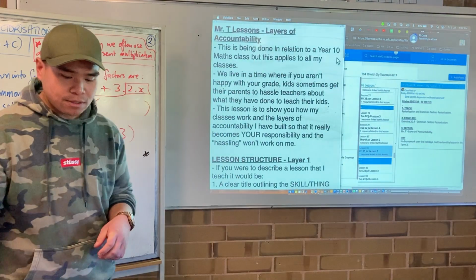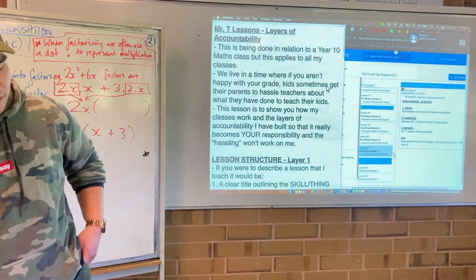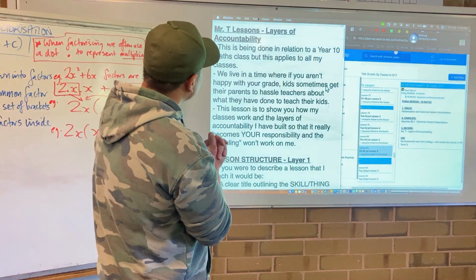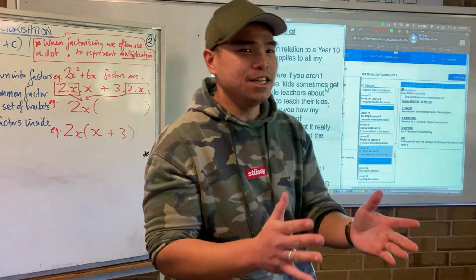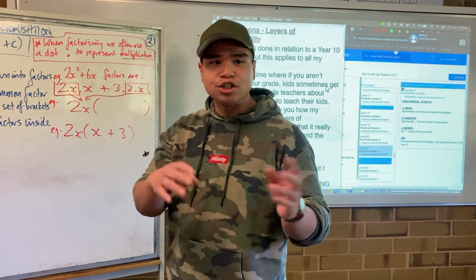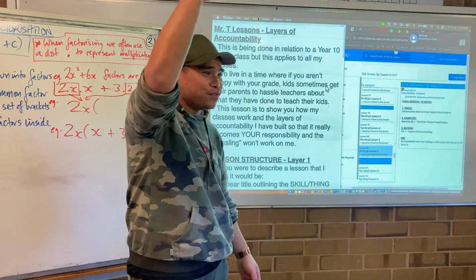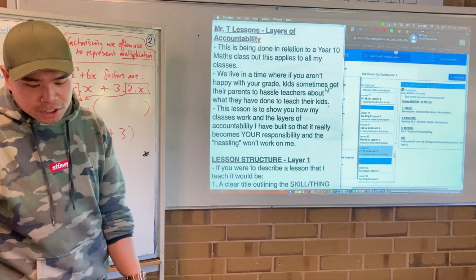Why am I doing this? What am I doing? This is being done in relation to year 10, but every year I do one of these because I get new people in new classes. They need to learn, okay? So it's not just targeted at you. I'd like to be able to use this for later classes, okay? It just applies to all my classes.